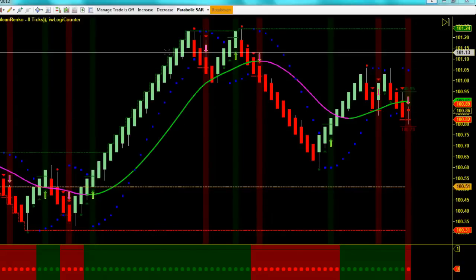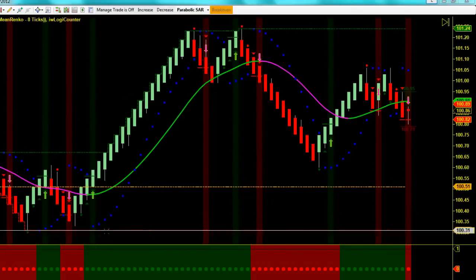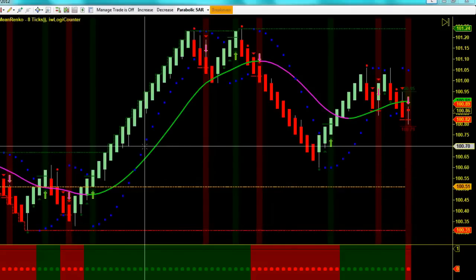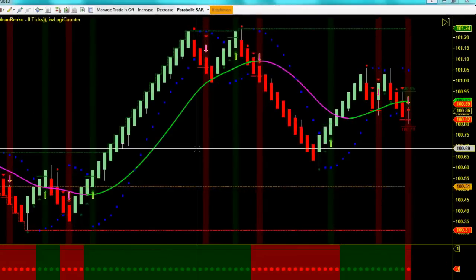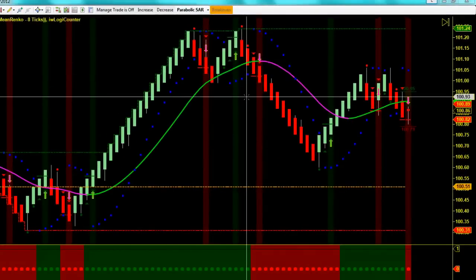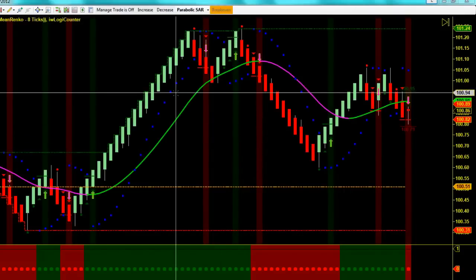It ran on for about 75 pips, and your risk would have been around 30 to 35, which gives you a little better than 2 to 1 reward risk ratio, which, as I always say, is one of the most important aspects of trading.